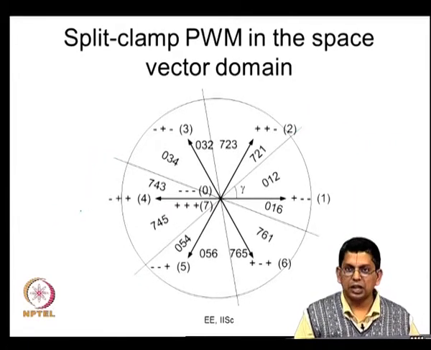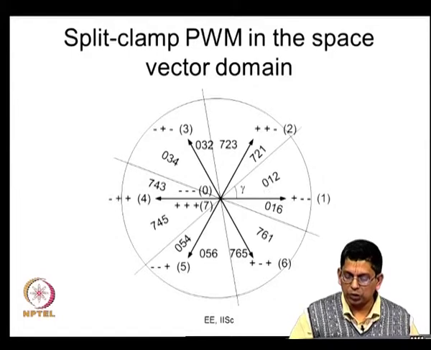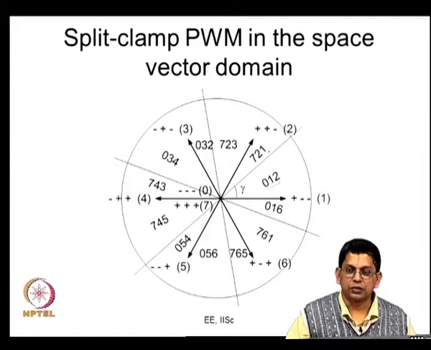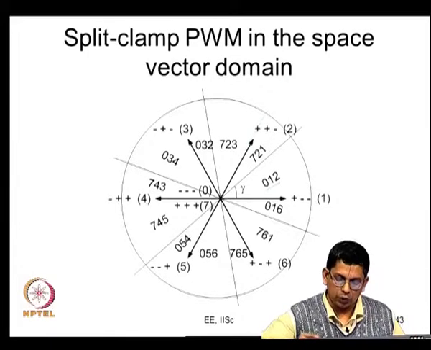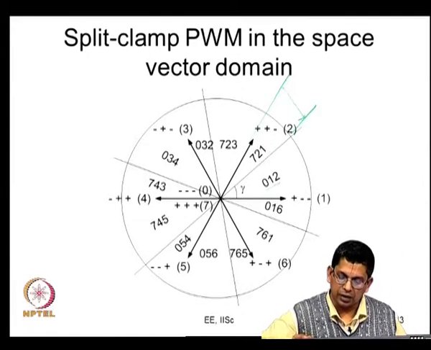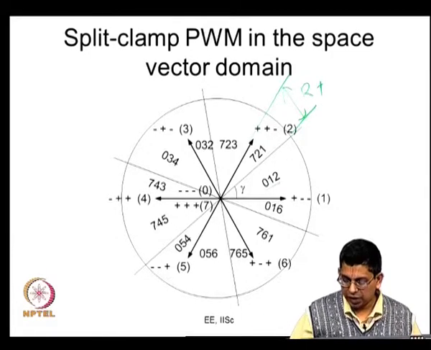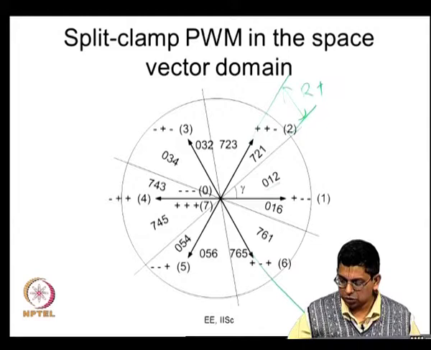Let us say this is the other option. You are using 0, 1, 2 in the first portion of sector 1 and 7 to 1 in the next portion of sector 1. If you look at this, you will find that R phase is clamped to the positive bus in this duration, and again you will find that R phase is clamped to the positive bus in this duration.